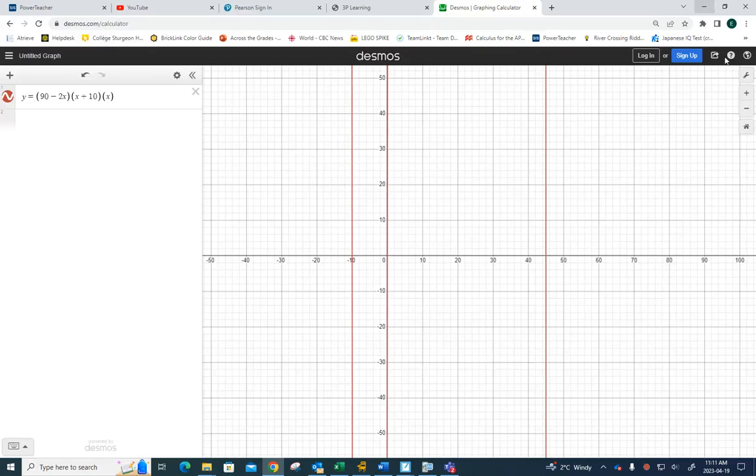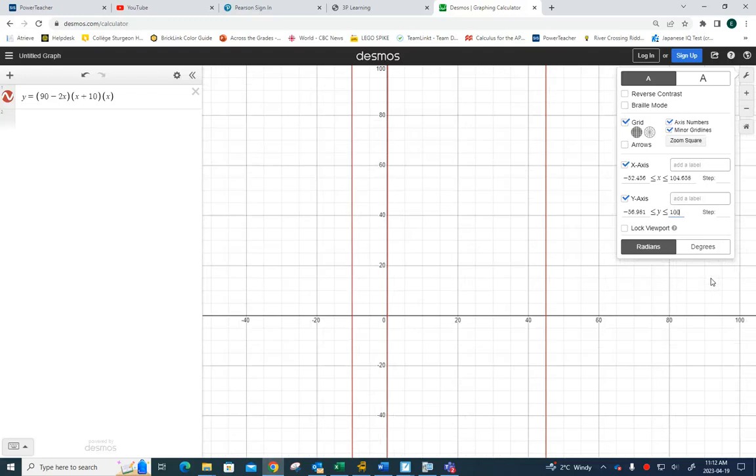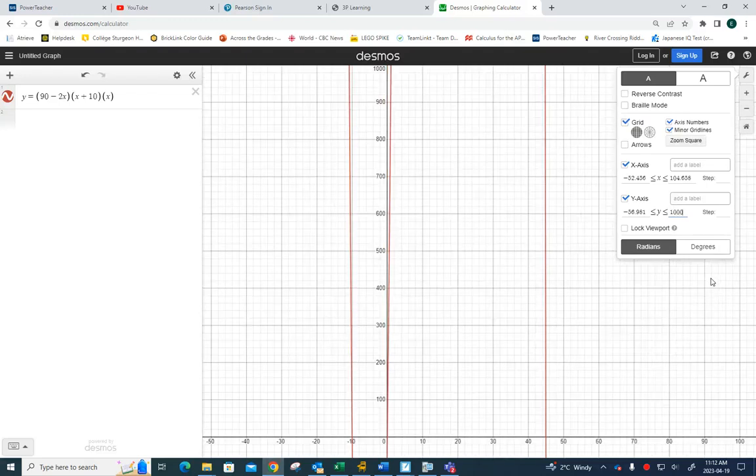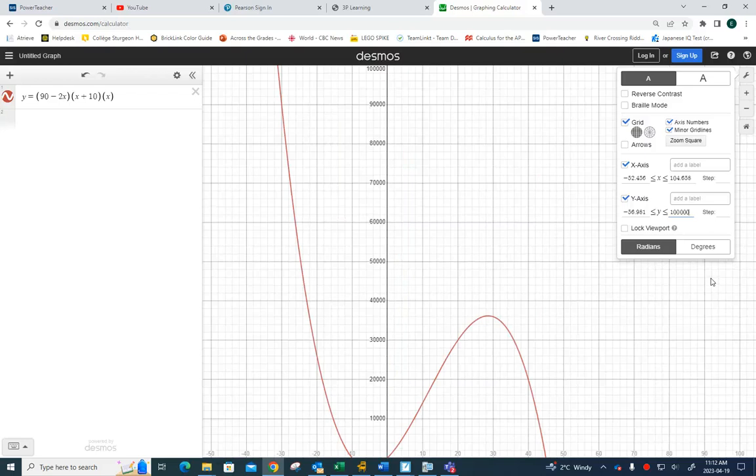On Desmos, you need to go to the top right here and click on the tool button. If you click on the tool button, it says, what would you like your x-axis to be? What would you like your y-axis to be? I'm actually okay with my x-axis here, but my y-axis, I need to see a lot higher than 50. So instead of going up to 53, I could say, well, maybe 100 is enough. No. Maybe 1,000. No. Maybe 10,000. Closer. Maybe 100,000. Ah, there I see the top of my graph.